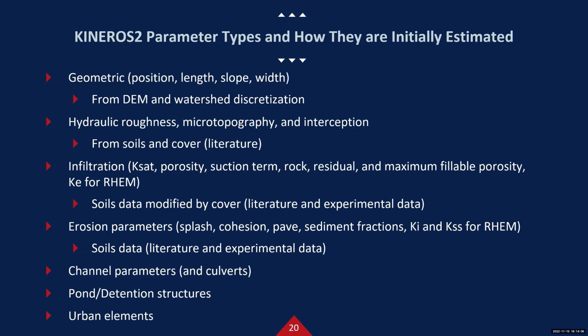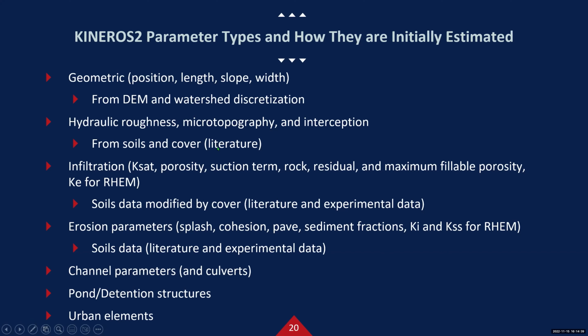So we've got all these parameters. Again, you add in model complexity, you need more inputs. So first we need geometry information, and that's what we get from the DEM data. So we need information about position, length, slope, and width. Then we need hydraulic roughness or flow information. This is estimated both from soils information and from the literature.